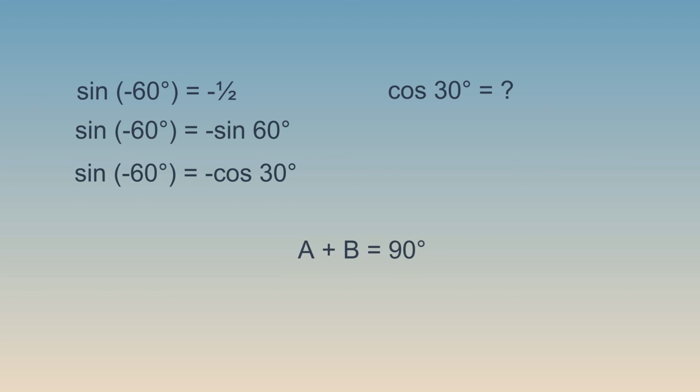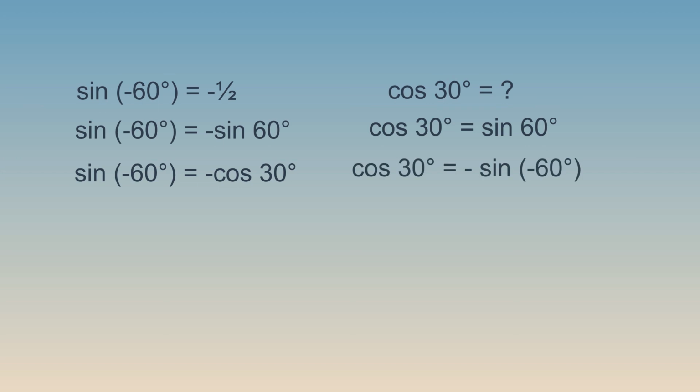And for this combination of angles, sin A is the same as cos B, and cos A is the same as sin B. So in this case, we get cos 30 the same as sin 60, as 30 plus 60 is 90 degrees. Hence, cos 30 is half.